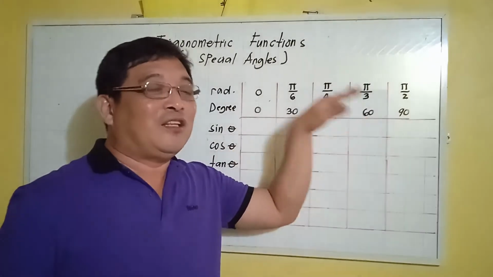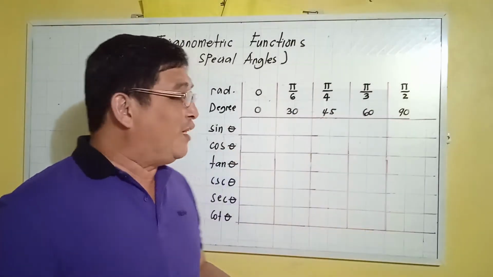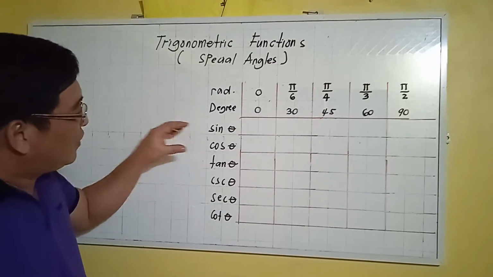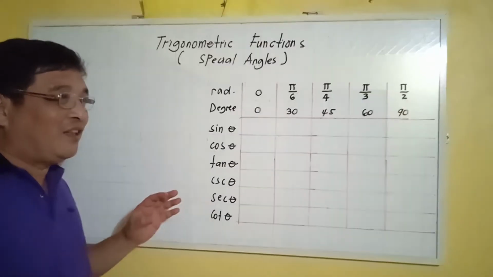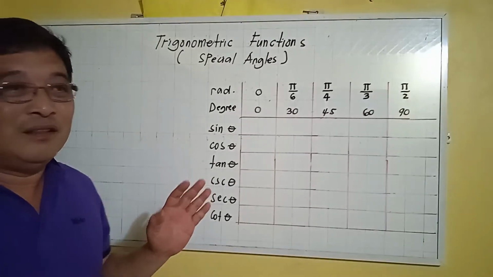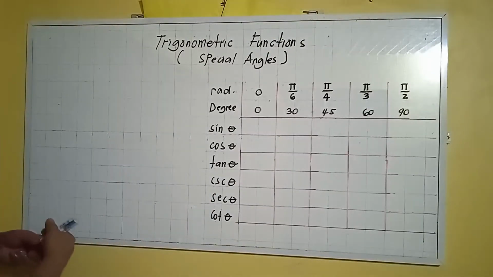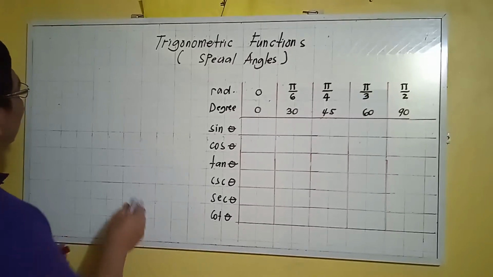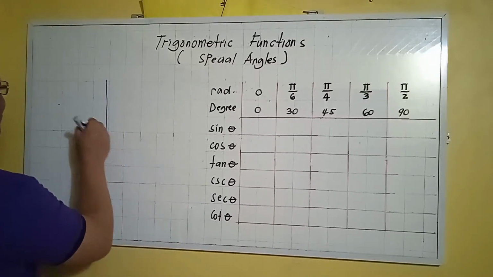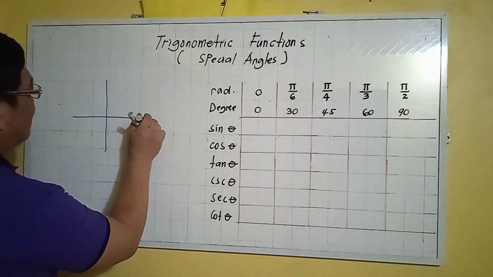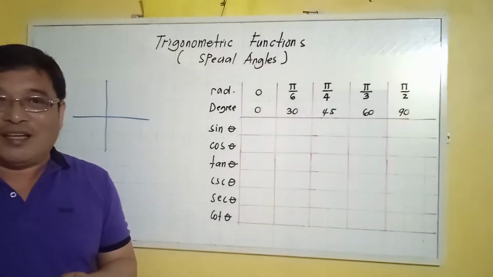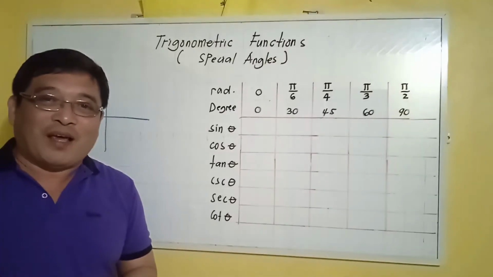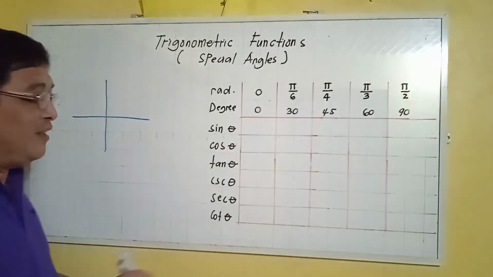Before we look for the value dito sa mga trigonometric functions natin, considering itong mga special angles natin dito na nandito sa table, kunin muna natin yung lahat ng ratio ng sine, cosine, tangent, cosecant, secant, cotangent dito sa unit circle. So mag-consider tayo na in a unit circle, nandun tayo sa first quadrant. So always remember, pagka nag-measure tayo ng angle, it is always with respect to x-axis.